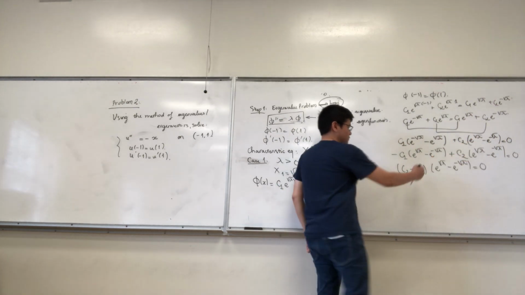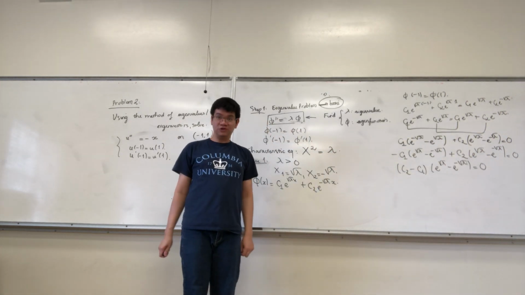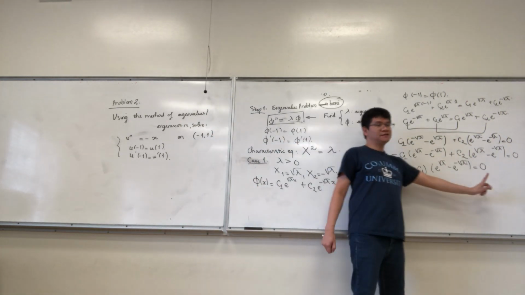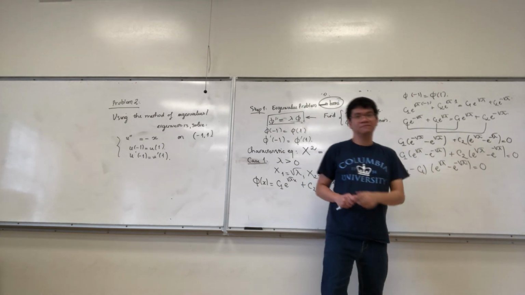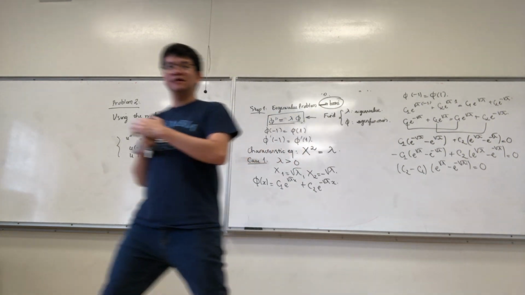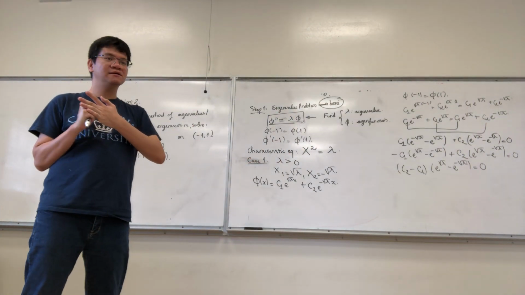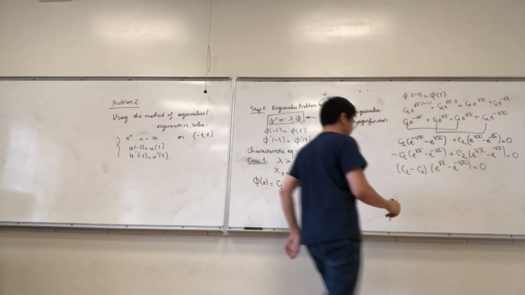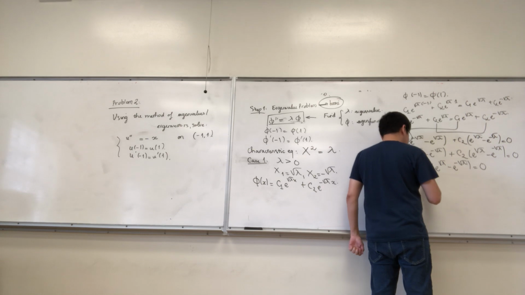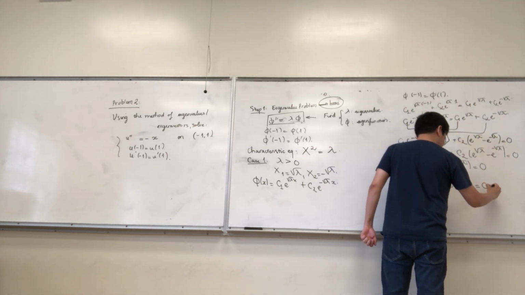Now, this and this, they are both the same function, right? I can put them as a common factor. So then I have C2 minus C1 times this guy is 0. What can I say? The C2 minus C1 is 0, so C2 is equal to C1. Yes. So this means that C2 minus C1 is 0, which means that C2 is equal to C1.